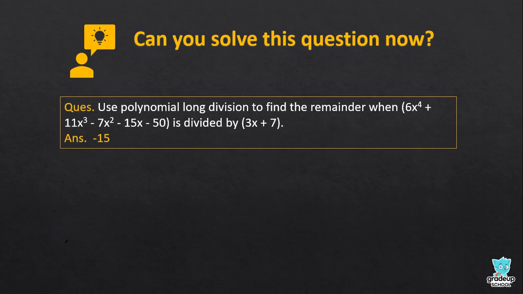So how about you use this knowledge and try this question out. In this question, a polynomial is given and it is equal to this expression here. You're going to use the long division method to find the remainder when the divisor expression is given as 3x + 7. The answer here is given, and that is equal to -15. Try it yourself. If you're unable to do it, search it on the app.